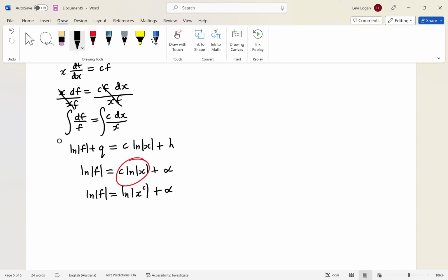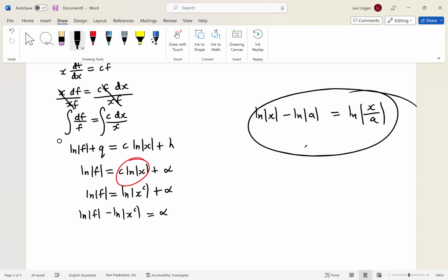I'm going to move my logs to the other side. So I'm going to have log of f minus log of x to the c equals alpha. If you have log of x minus log of, let's say, a, that's the same as log of x divided by a. So applying that log law to this side here. Just going to rub that out.